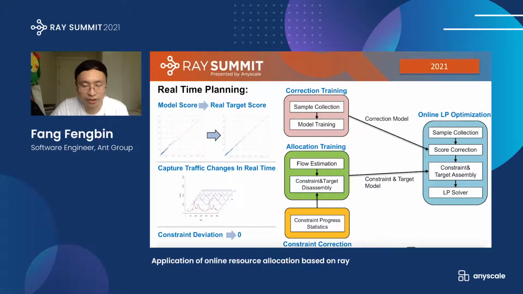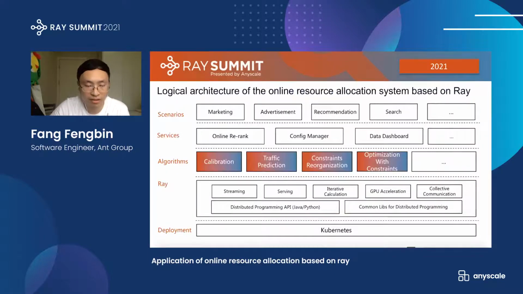After introducing the scheme of online resource allocation, let's take a look at its architecture, design, and advantages based on RealTime. First of all, let's take a look at the logical architecture of RealTime-based online resource allocation system.